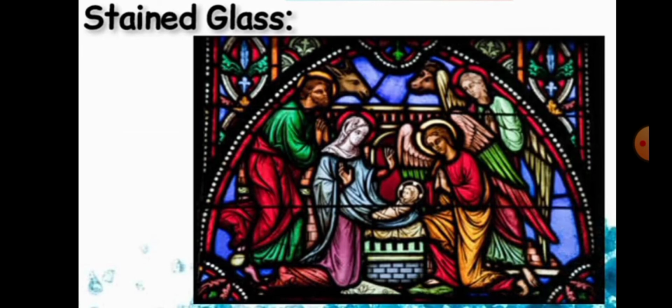Stained glass. Colored glass is used to make beautiful pictures, especially in window panes. You will find such windows in churches mostly, where colored glasses are used. Okay, this is the stained glass. It is used in window panes. Such windows are known as stained glass windows. So, windows which have colored glass are known as stained glass windows.